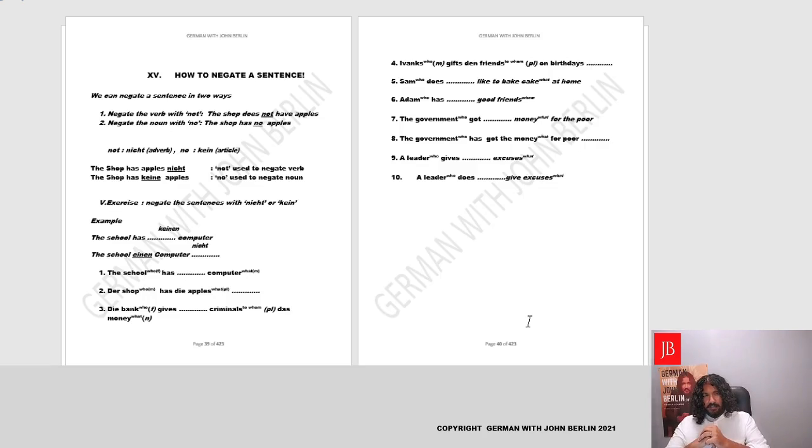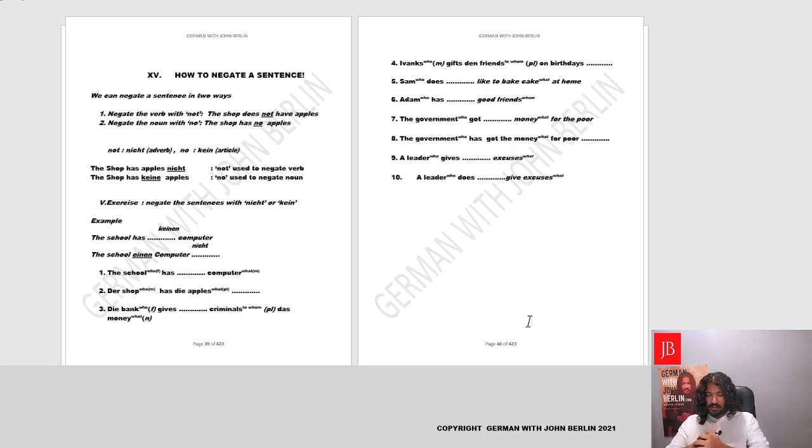In today's lesson, we'll be doing a very small topic, and the topic is how to negate a sentence. That means if you have a sentence in front of you, how can you negate it? What is negating a sentence? Let's find out. For example, the shop does not have apples. So we have negated the sentence. Instead of saying the shop has apples, we have said the shop does not have apples.